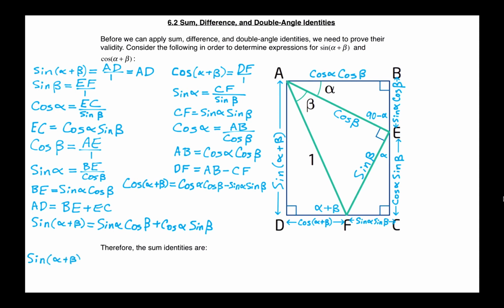So here they are, the two sum identities. Sine alpha plus beta is sine alpha cos beta plus cos alpha sine beta. And the cosine of alpha plus beta is cosine alpha cosine beta minus sine alpha sine beta.